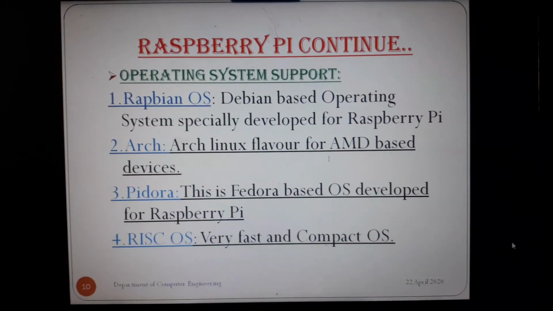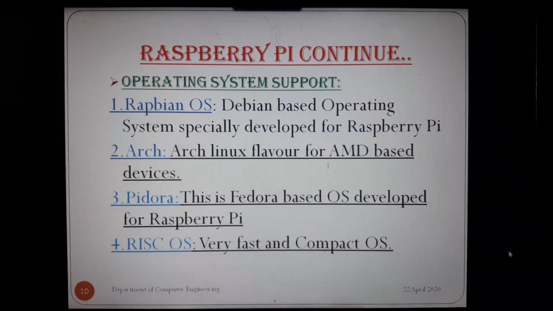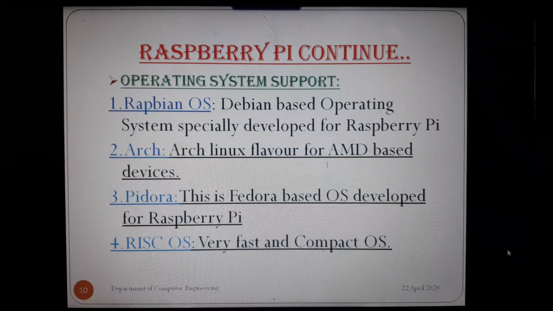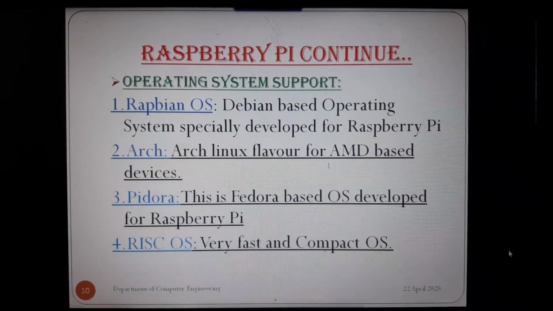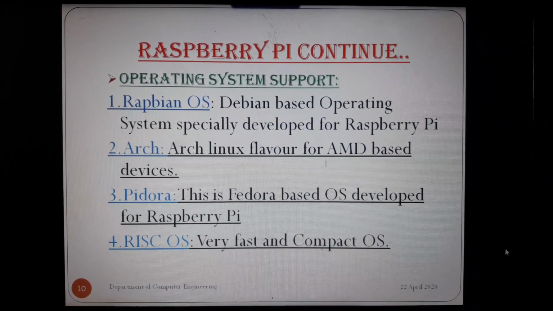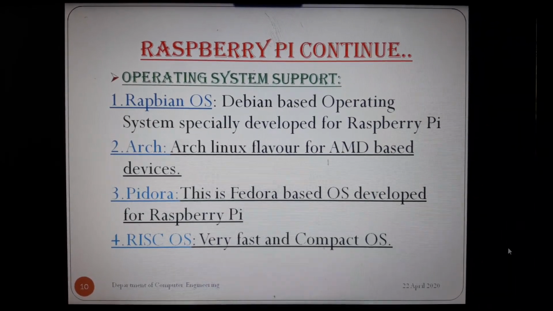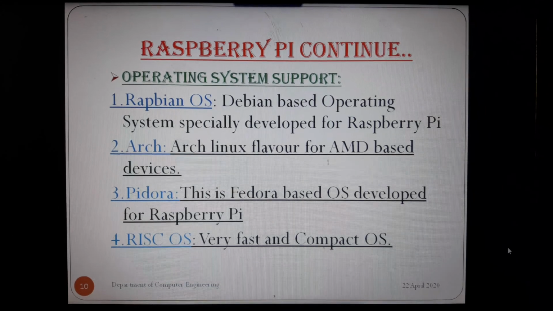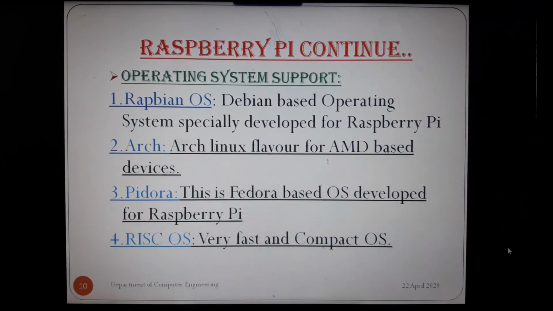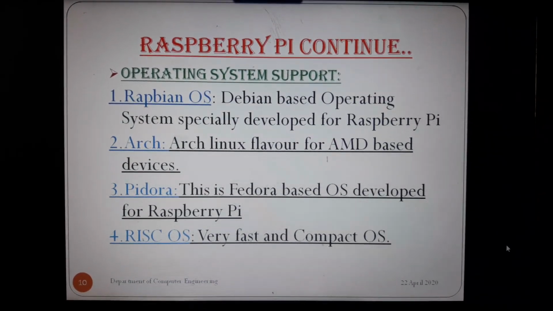So operating system support: Raspbian OS, a Debian-based operating system specially developed for Raspberry Pi; Arch Linux flavor for ARM-based devices; Fedora, a Fedora-based operating system developed for Raspberry Pi; and RISC OS, a very fast and compact OS.